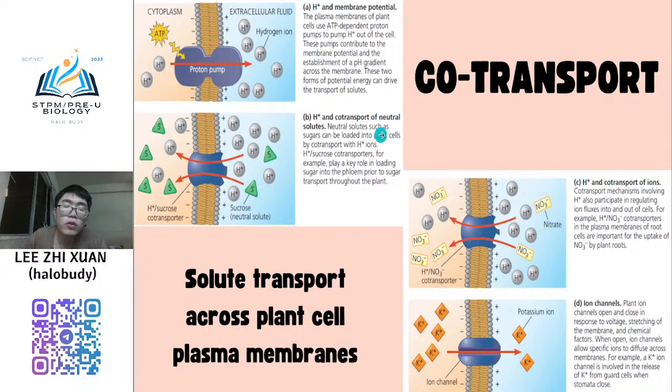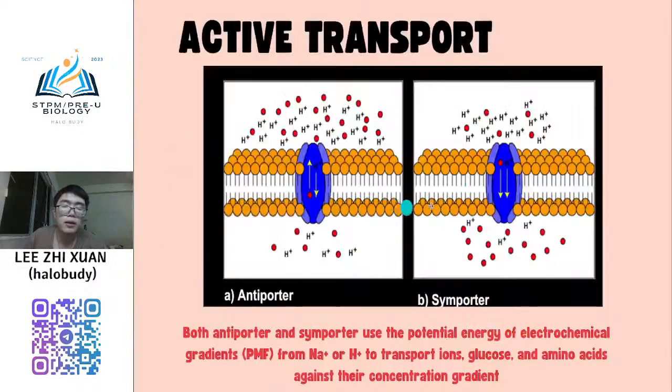So you see here, neutral solutes such as sugar can be loaded into the plant cell by co-transport with hydrogen ion. So this plays a key role in loading sugar, passing through together with the hydrogen ion. And then the co-transport mechanism involving hydrogen ion also participates in regulating. Yang ni lain cerita lah. So the sucrose molecule and also hydrogen ion will pass together. So this is one type of what protein? Symporter or antiporter? This is what we call a symporter, because both of them go in the same direction.